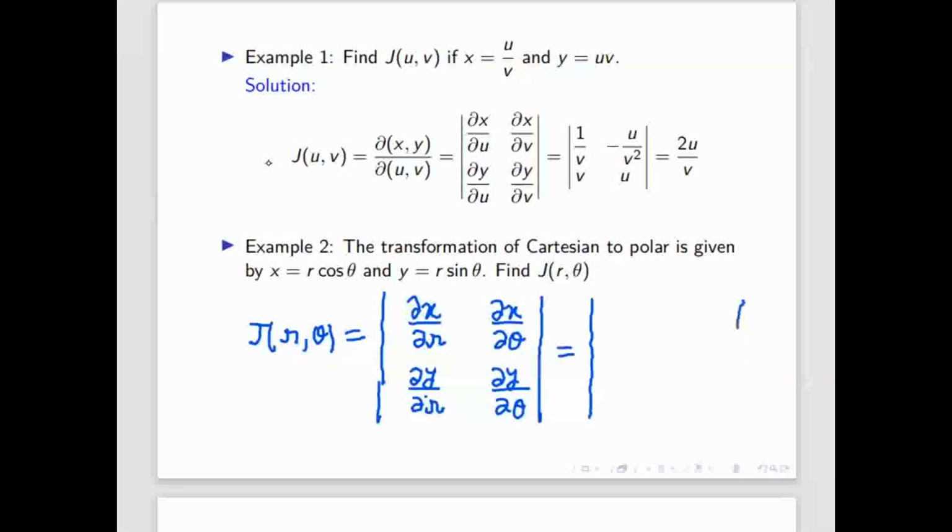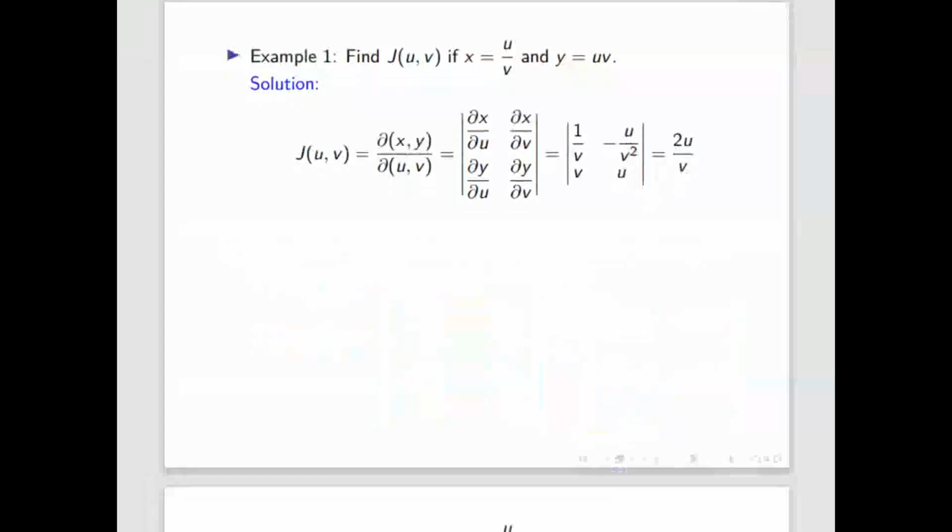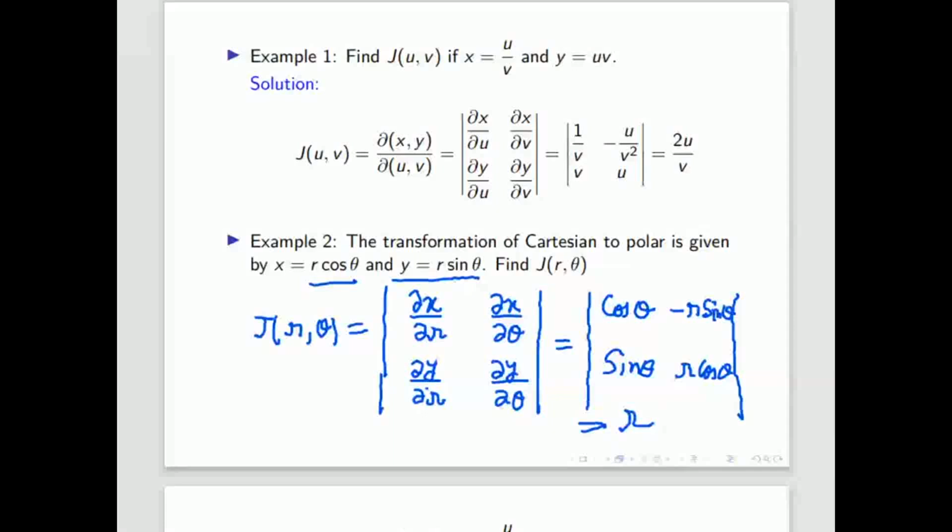Because x derivative with respect to theta gives minus r sin theta. So the x derivative is done. Similarly, y with respect to r will give sin theta, and this will give r times cos theta. So if you find the determinant, it will give r cos square theta plus r sin square theta. So take r common. So the Jacobian will give r. So here I am only defining what the Jacobian is and how to find the Jacobian. Where it will be used, we'll see in the integration.